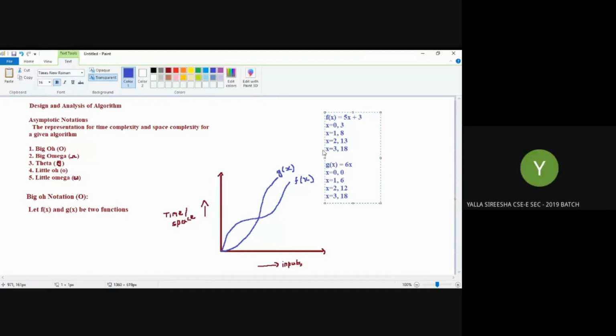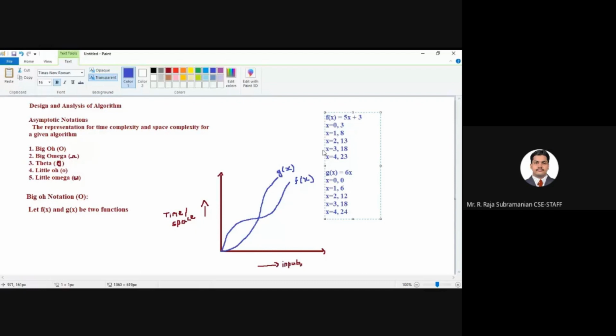Both are equal. Whether both are same functions? No, no. That's the thing. Now further increasing, x is equal to 4. 23. Am I right? Yes, sir. 23, sir. X is equal to 4, 24. Now what is the pattern?